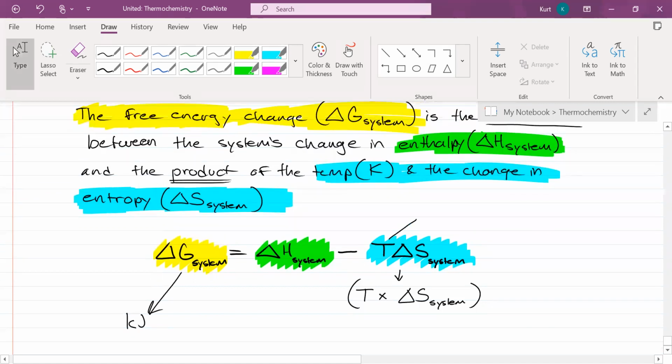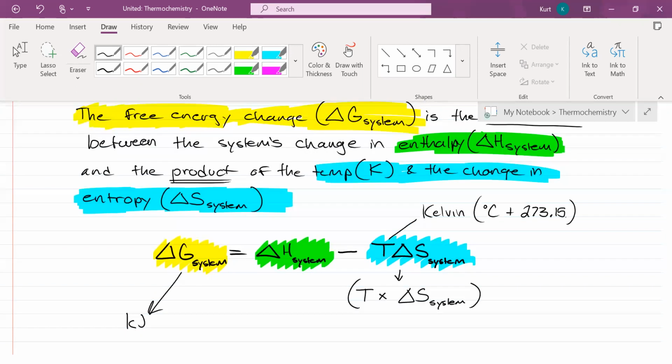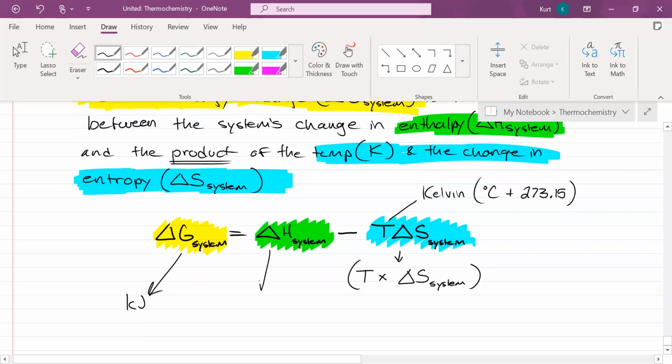What will be our unit of measurement for temperature? It's going to be in Kelvin. Remember that Kelvin is your temperature in Celsius plus 273.15. I've told you in the past I'm not going to be that big of a stickler when it comes to the 0.15 part, but definitely don't forget the 273. Okay? Enthalpy is going to be kilojoules. And then we have the entropy of the system is going to be joules per Kelvin. All right?